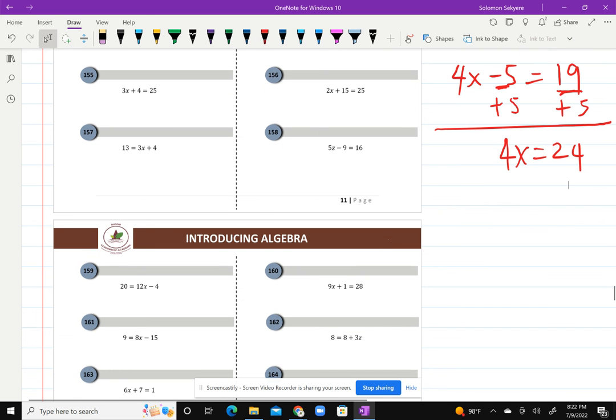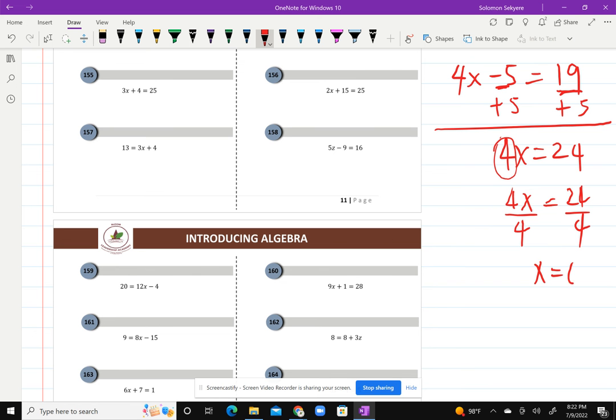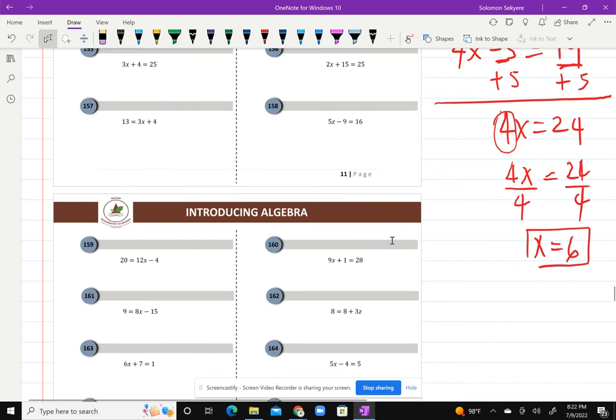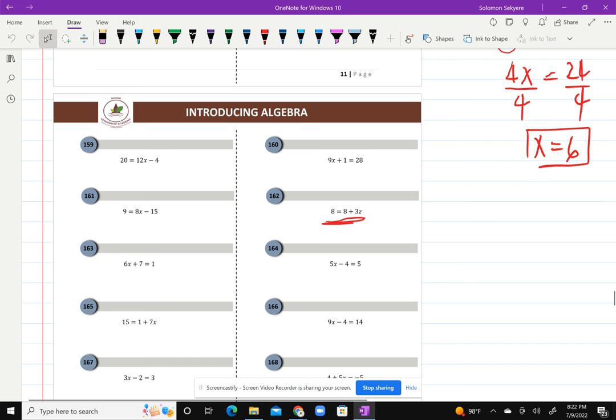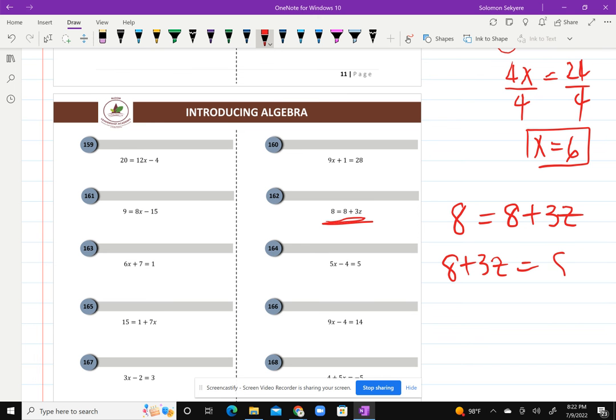Second step is what? I divide both sides, right, by the coefficient of my variable. And say x equals 6. Put a box around it. Nice and neat. Your work is done. See that? What about this one here? 8 equals 8 plus 3z. It's the same as writing 8 plus 3z equals 8. I just flip it. It's the same thing, right?